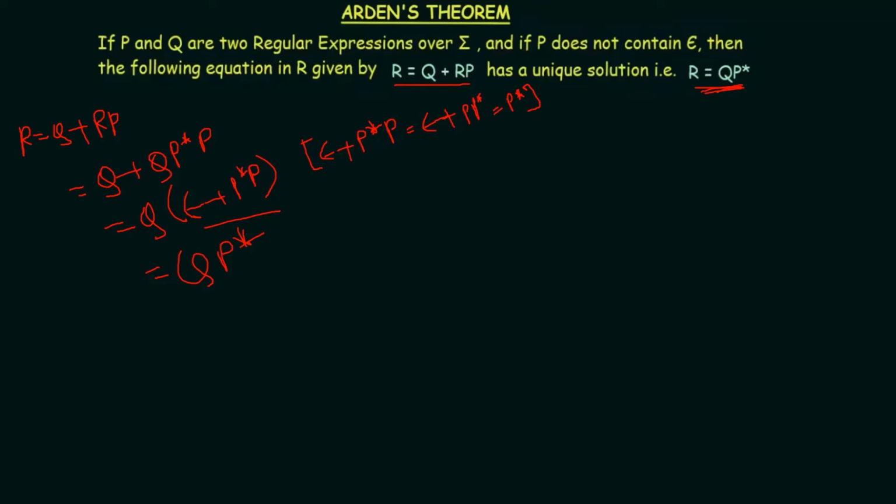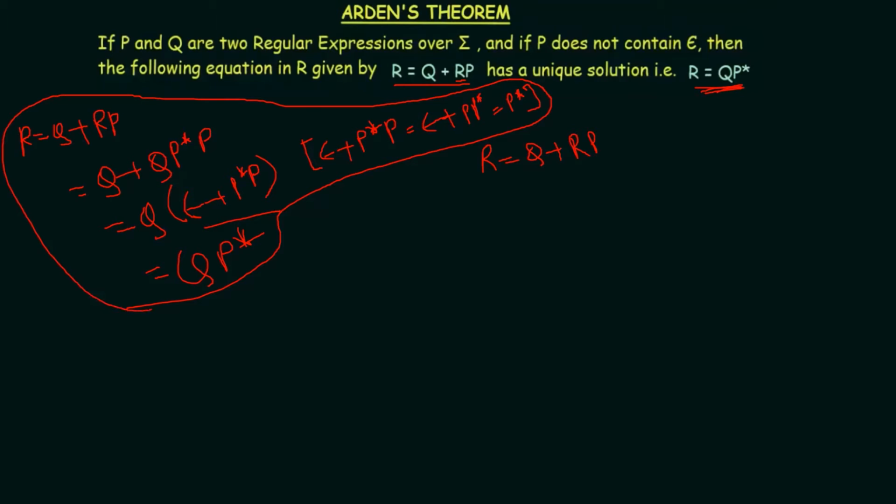This is one way. Another way is to repeat the value of r again and again. So r equals q plus rp. I hope this part was clear to everyone. This is one proof. You can prove it in two ways. This is one way, and now I'm trying the second way. Okay, both are acceptable. So now I can replace it with the same value of this thing.